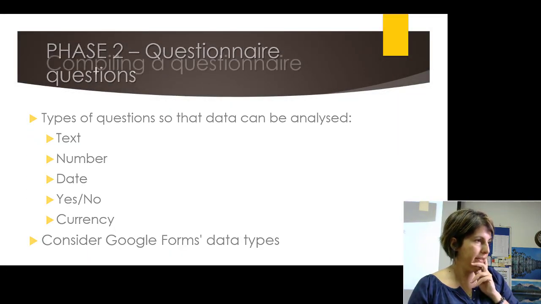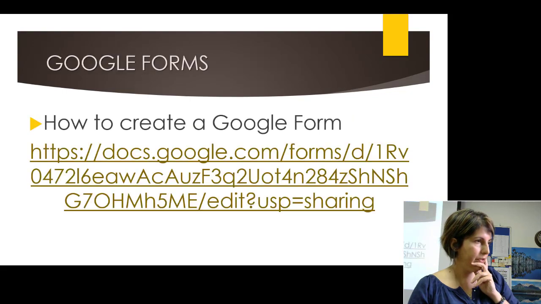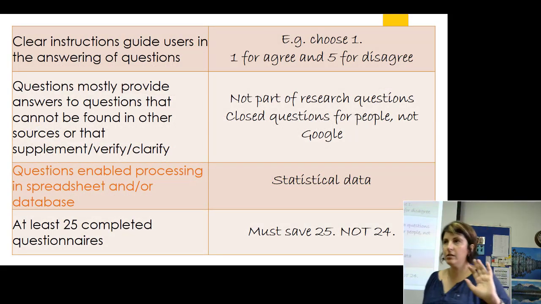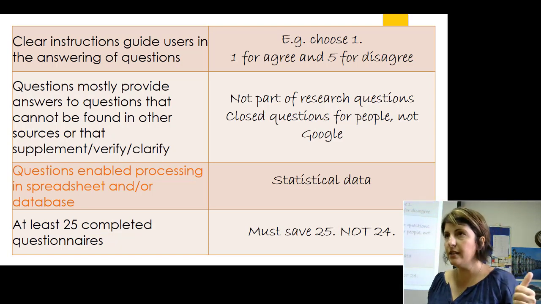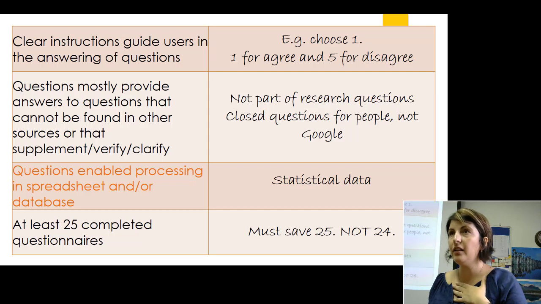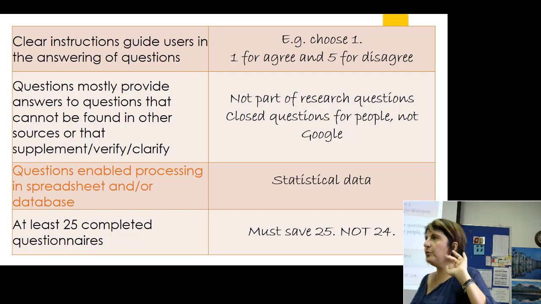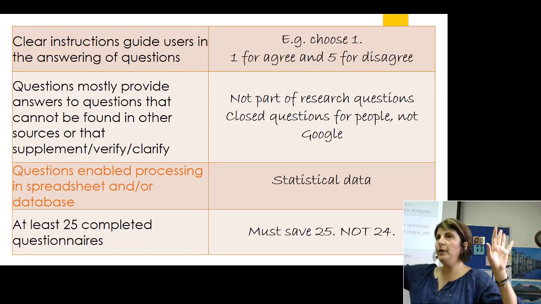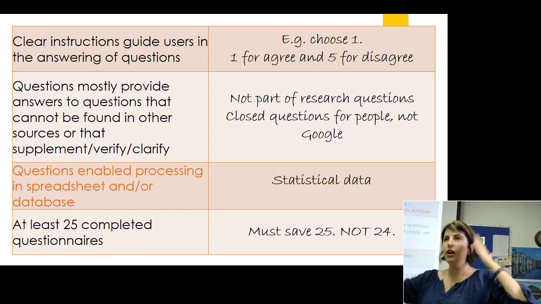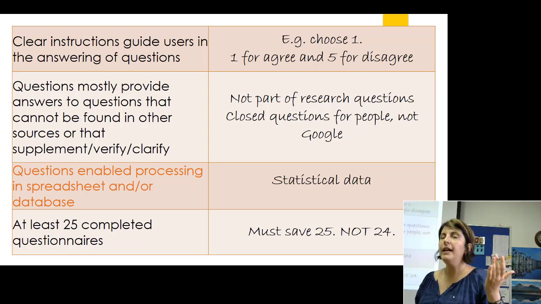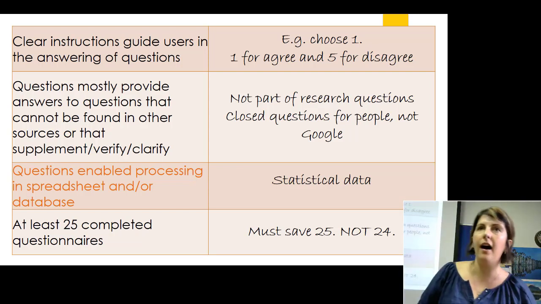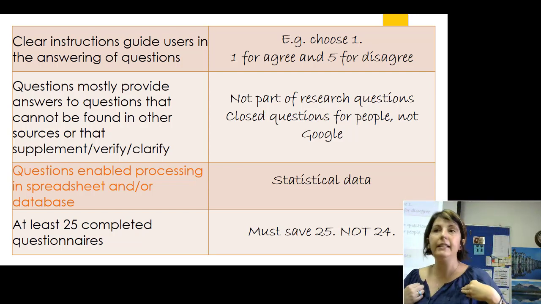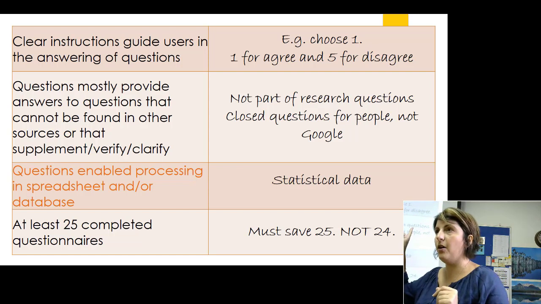Okay, let's see. Where was I? Right, marks. Clear instructions guide the users in answering the questions. If there's a question that's not clear to me, I don't know what to fill in. For example, the one I showed you with we don't save the planet or we do save the planet, and I'm not clear on the scale, for example, is 1 low and 10 high, is 10 low and 1 high, and I am filling it in and I'm not clear, I won't give this mark.